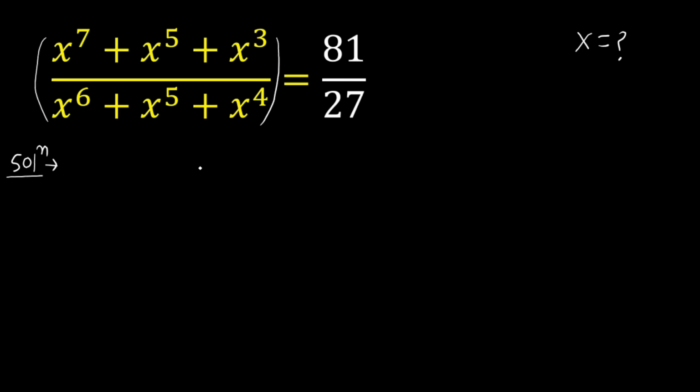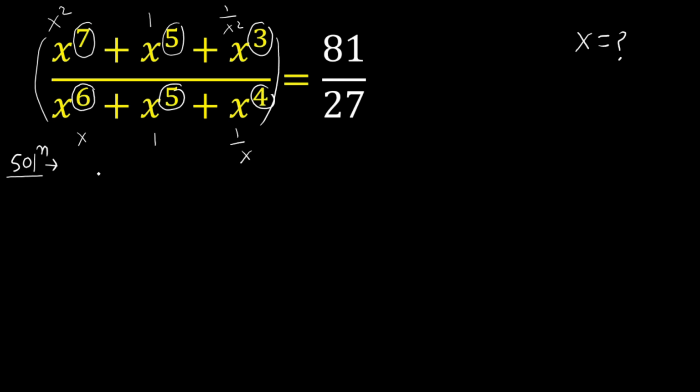On the left hand side, the highest power in the numerator is 7 and the lowest power is 3. In the denominator, the highest power is 6 and the lowest power is 4. And here the middle power is 5, and here also 5. Students, if you divide by x^5 in the numerator and x^5 in the denominator, then you will get x^2 plus 1 plus 1 over x^2 in the numerator, and x plus 1 plus 1 over x in the denominator.